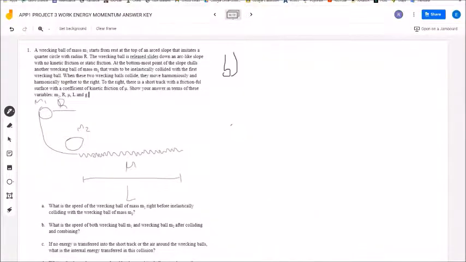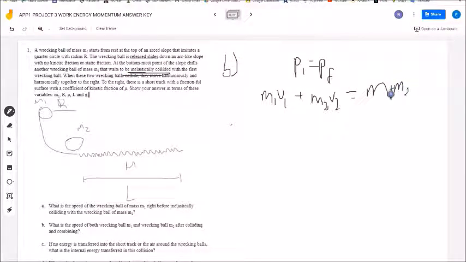Now, momentum initial is equal to momentum final. Expanding this: M1 v1 plus M2 v2 is equal to momentum final. They collide and combine, since it is inelastic. So that's M1 plus M2 times v final. We don't know this v final; we are currently finding v final, the collided and combined speed.